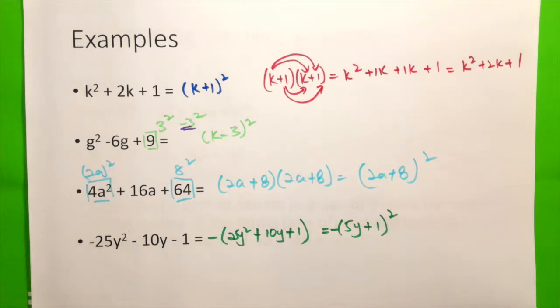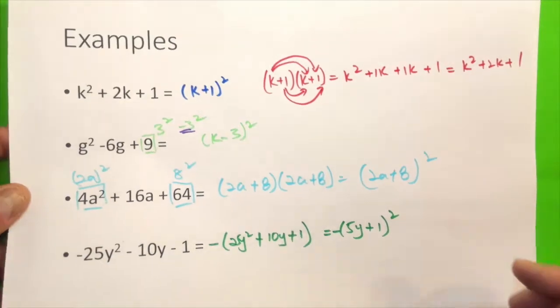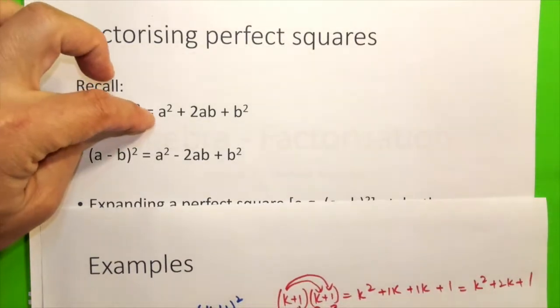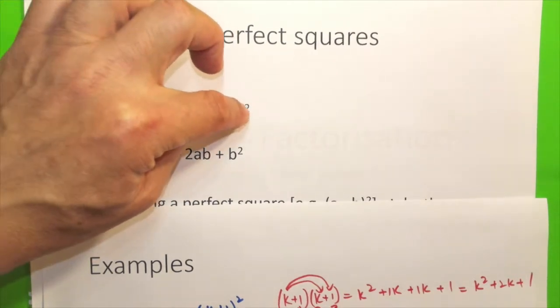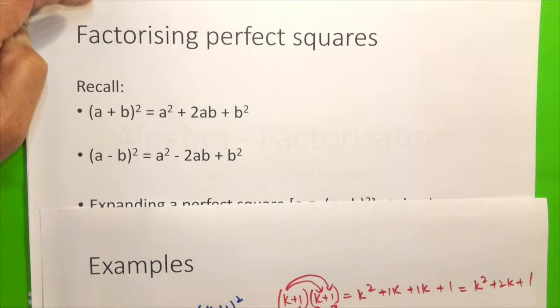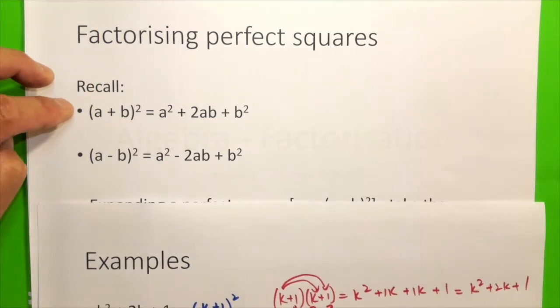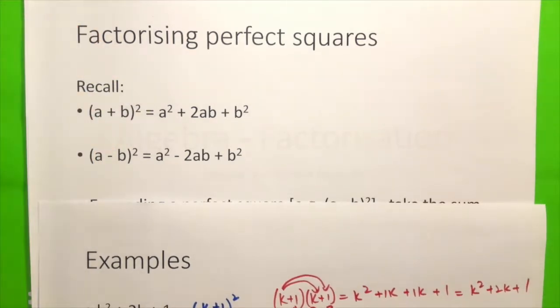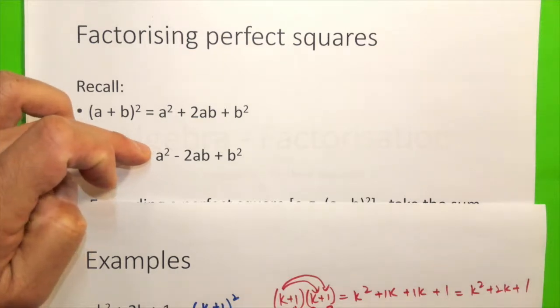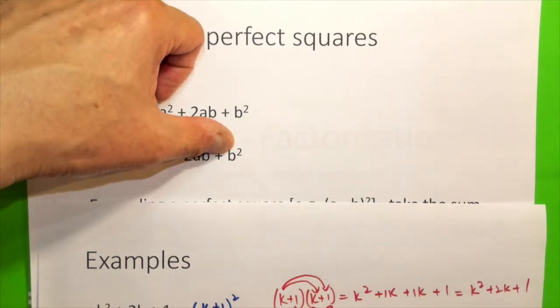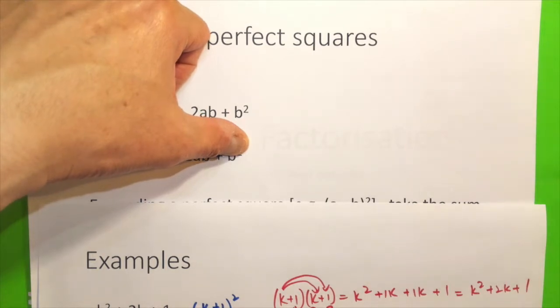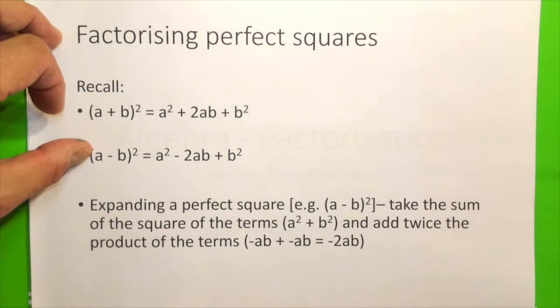So, as a summary, if we have a quadratic in the form of a squared plus 2ab plus b squared, the factorization will give us (a + b) squared. If we have the quadratic in the form a squared minus 2ab plus b squared, it factorizes to (a - b) squared.